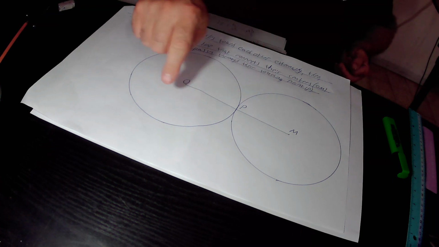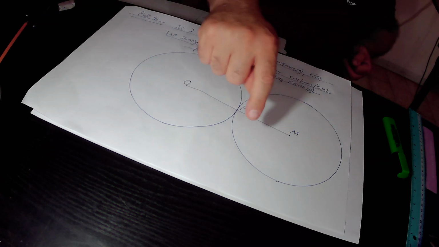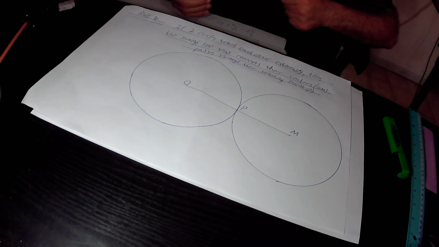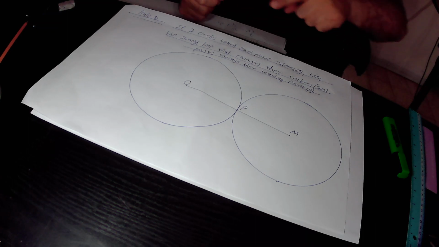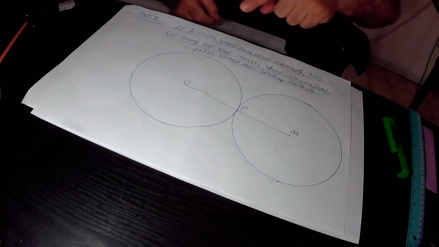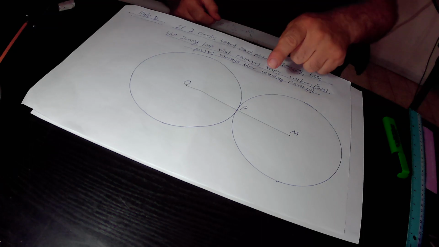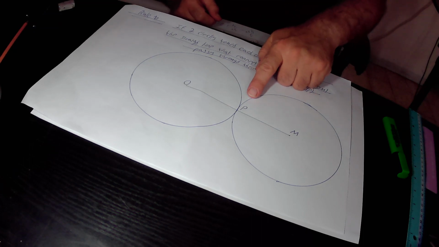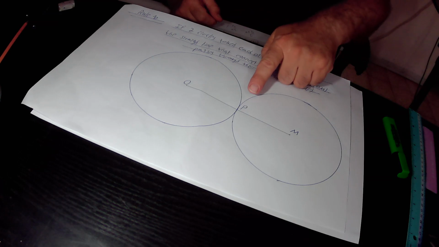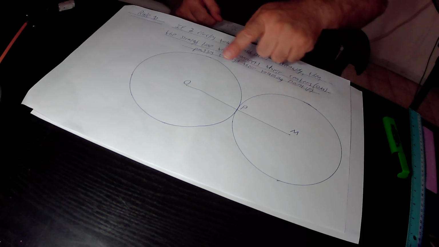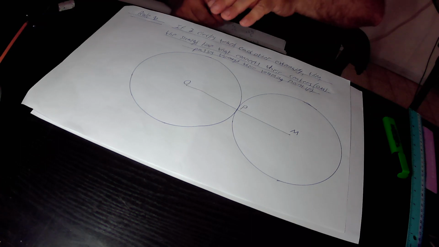The center of this circle is here at point O. The center of this circle is here at point M. And the straight line that connects the centers together is, of course, the straight line OM. So this straight line OM must pass through the touching point, that is point P. Again, OPM is one straight line according to this rule, rule 10.